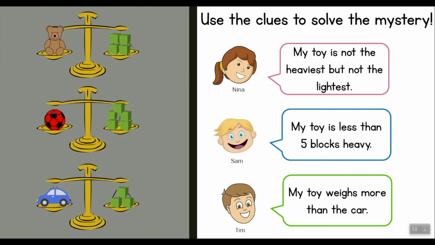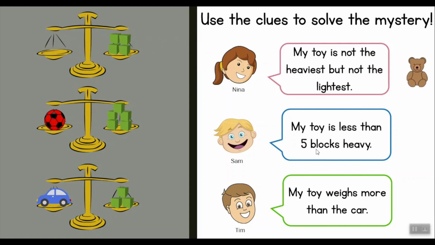We also know that Nina's toy is not the lightest one either. So which toy is the lightest? If the heaviest is the toy with the most blocks, then the lightest must be the one with the least blocks. The car weighs only 3 blocks, so the car is the lightest. So if we know that the ball and the car are not Nina's, we can say that Nina's toy must be the teddy. Let's check to see if we're correct. Yes, we're perfectly right. Moving on to Sam's clue.